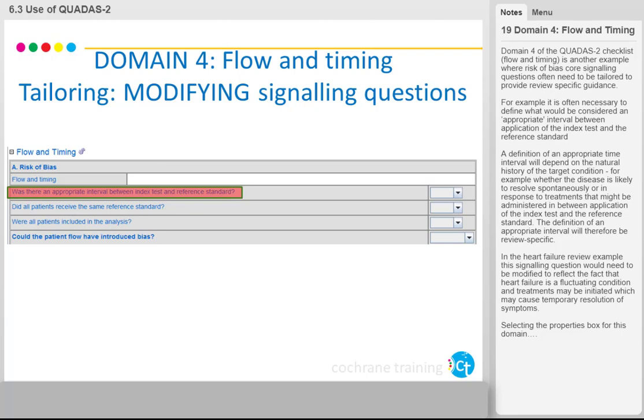A definition of an appropriate time interval will depend on the natural history of the target condition, for example whether the disease is likely to resolve spontaneously or in response to treatments that might be administered in between application of the index test and the reference standard. The definition of an appropriate interval will therefore be review specific.